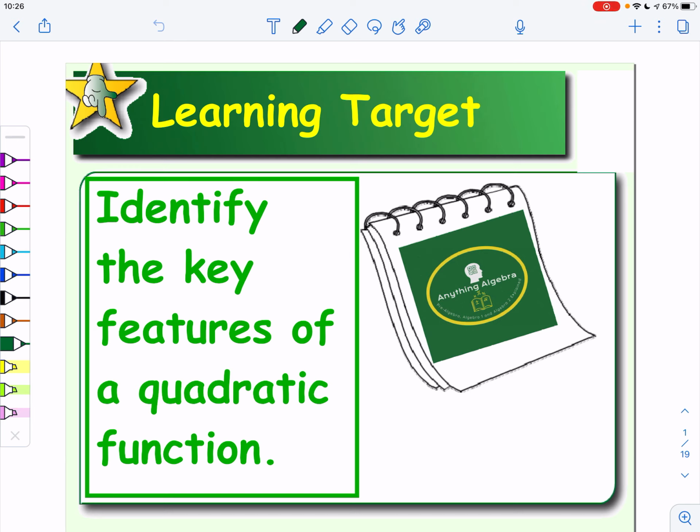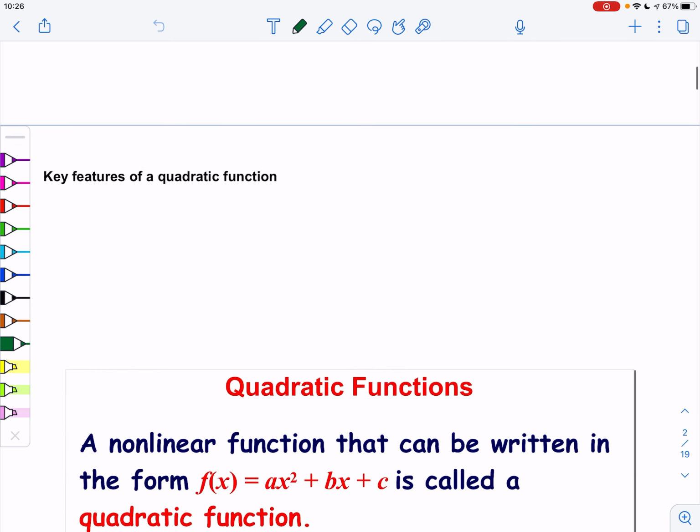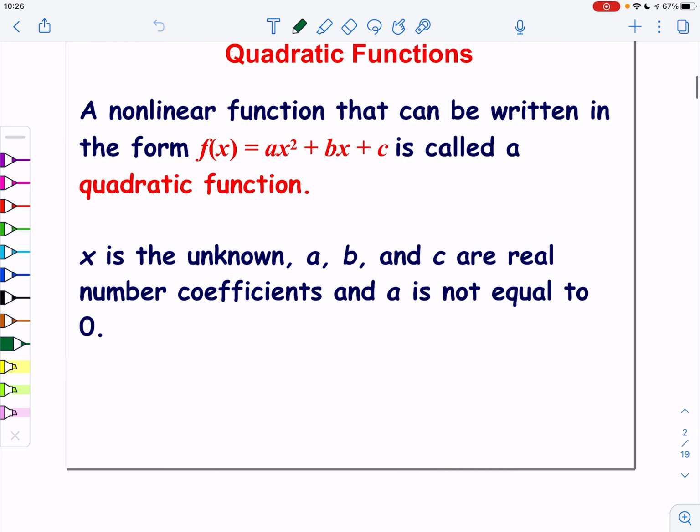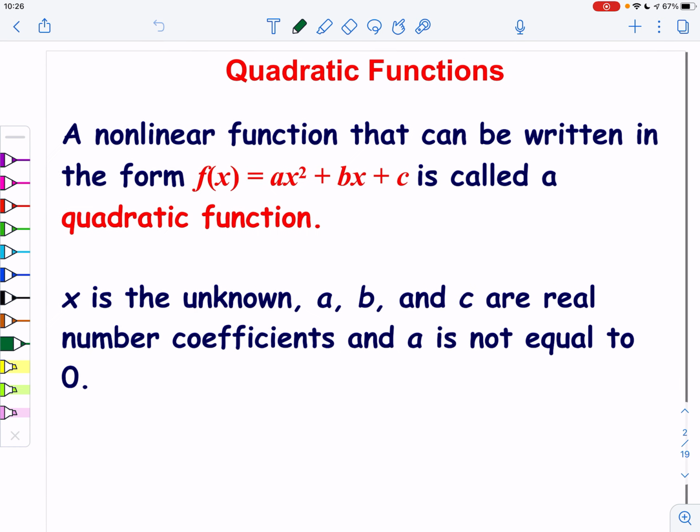In this video, you will learn how to identify the key features of a quadratic function. Any non-linear function that can be written in the form of f of x equals ax squared plus bx plus c is called a quadratic function.